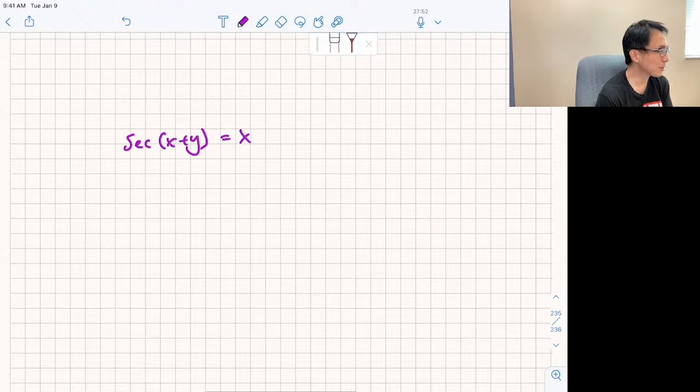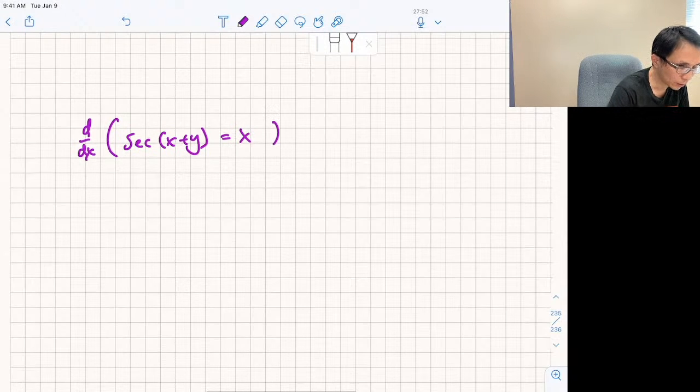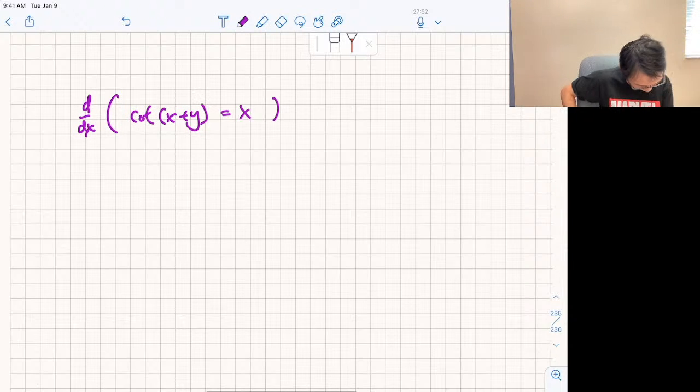So how do I take a derivative of this one? Chain rule. Okay, let's do that. That's d/dx here. What's the derivative of secant of x plus y? Secant of x. Hold on, let me change the question a little bit. I don't like secant. That's too much trouble. Let's do cotan. Okay, let's do cotan.